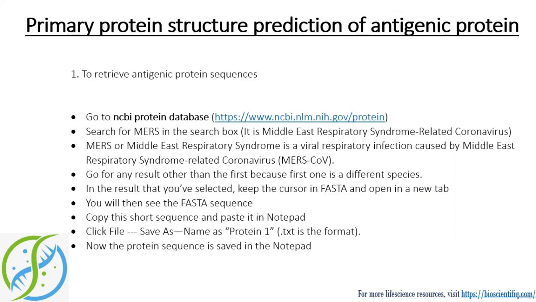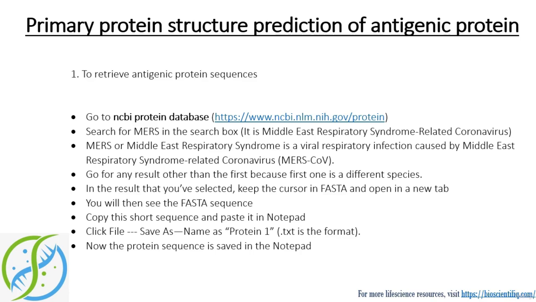Okay, so as you can see in the slide, these are the steps that you'd be following. Okay, so primary protein structure prediction of antigenic protein is what we'll be doing first. So what does it mean by primary protein structure? It means the linear sequence of amino acids in a peptide or a protein. So to predict the primary protein sequence, the step that is done is retrieval of it. Correct? You need to retrieve its sequence. So here let's retrieve the linear sequence of amino acid.